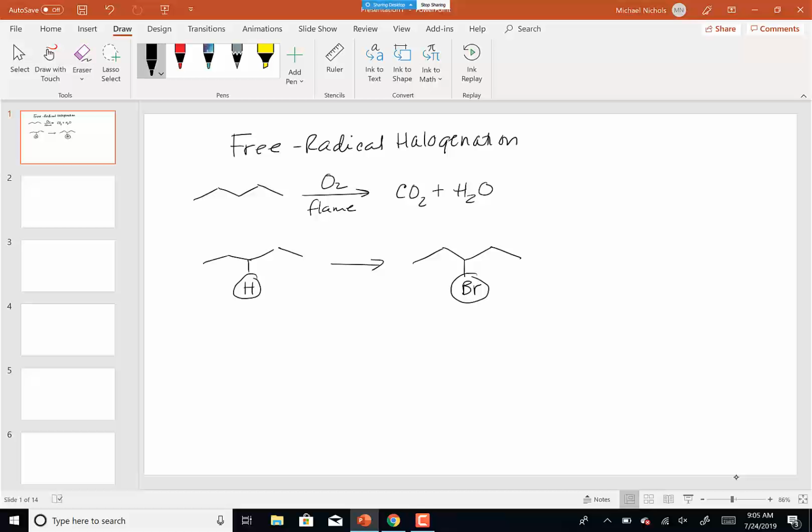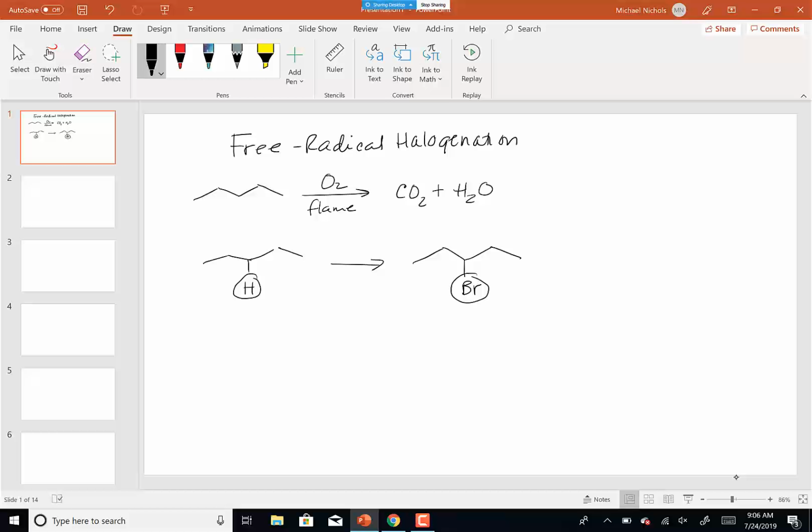free radical halogenation. Okay? And the simple fact is we have two sources of organic compounds. We got crude oil and we have coal. Crude oil has alkanes, alkenes, and alkynes, mostly alkanes. Very few aromatics in crude oil. Coal is mostly aromatic. So those are our two sources of organic molecules. And so we have to be able to do something with alkanes. This is what we're going to do, free radical halogenation.